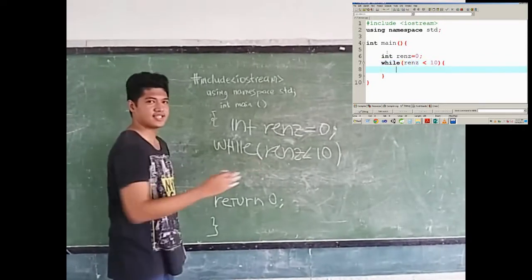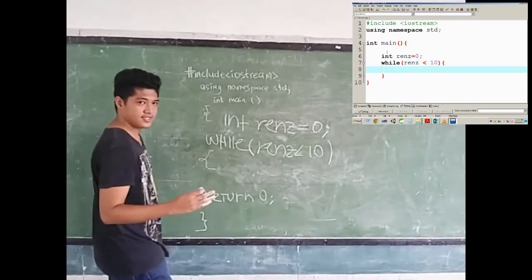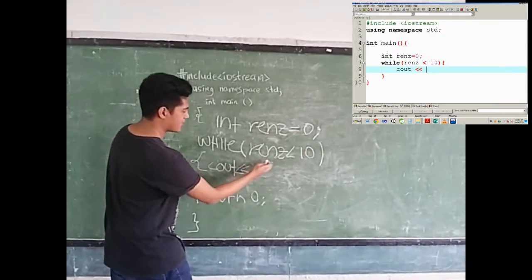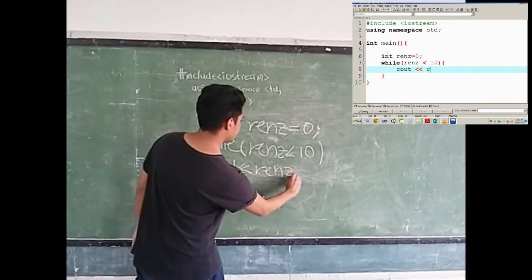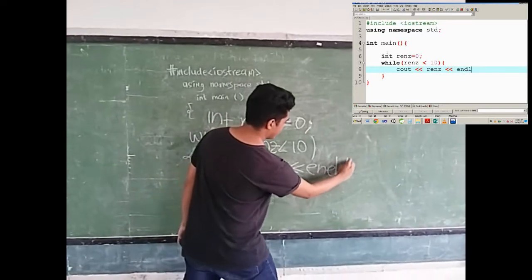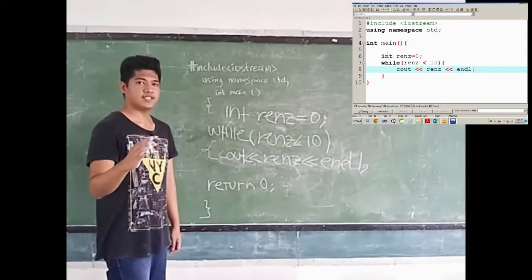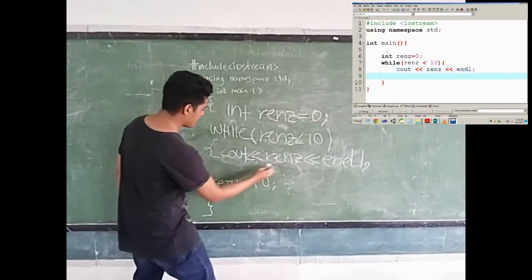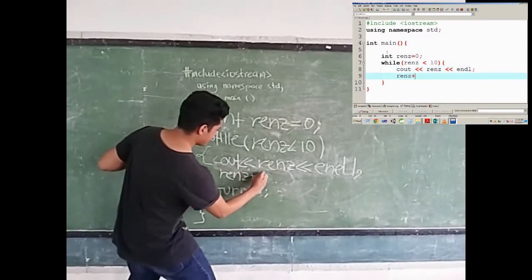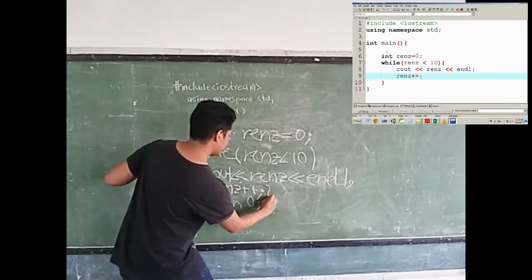The next is the statement. First, curly braces. Then cout, less than the variable name, and less than endl just to end the line. Then the update is the variable name and the increment plus plus, with the semicolon, don't forget, and next the closing brace.